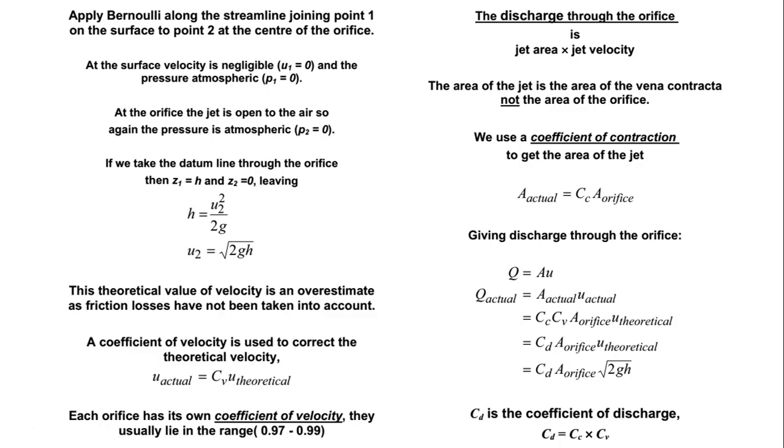So what we can look at now here is CC multiplied by CV gives us what is known as CD, which is the coefficient of discharge. So in other words, we can find actual discharge equal to CD multiplied by A orifice multiplied by square root of 2GH for small orifice. So we have to keep in mind that CD is equal to CC multiplied by CV.